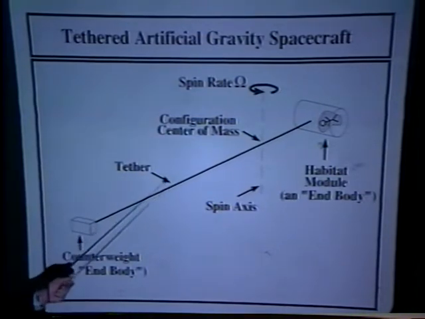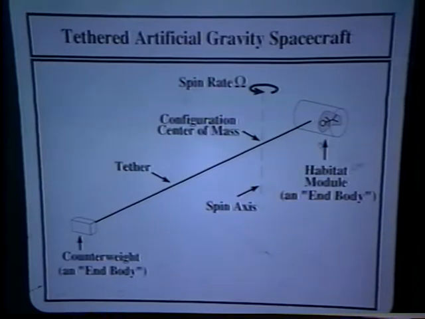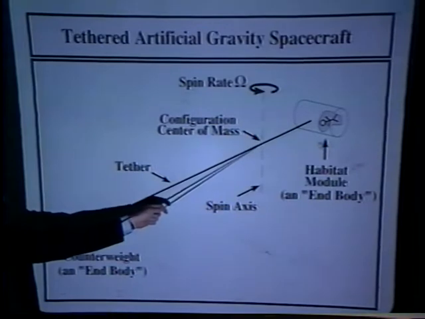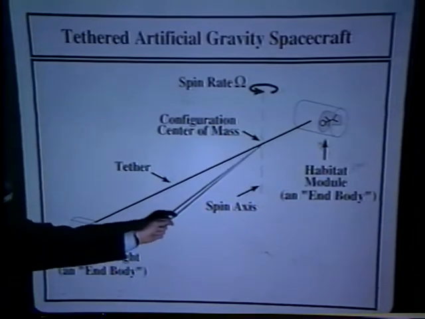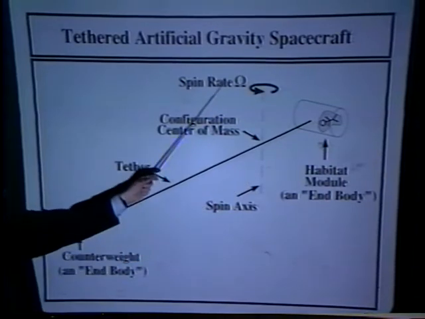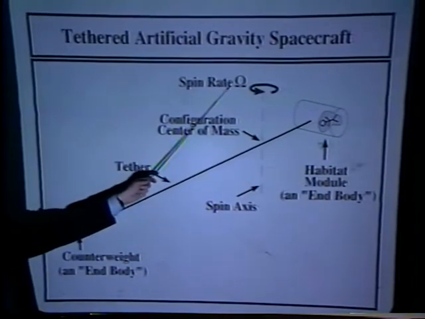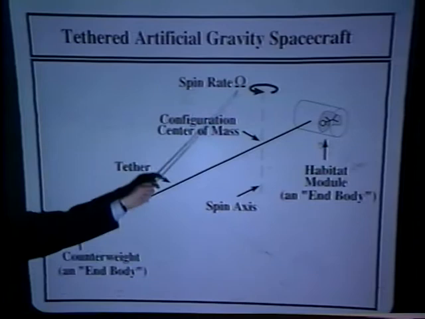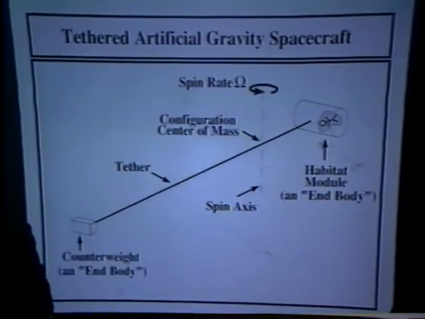Most likely this would consist of some high strength to weight material like Kevlar or carbon fiber or S-glass. This is the configuration center of mass, which would generally be closer to the habitat module since it is more massive than the counterweight. And I will be talking about the overall configuration rotation rate or spin rate, omega, and the spin axis, a line that passes through the center of mass.